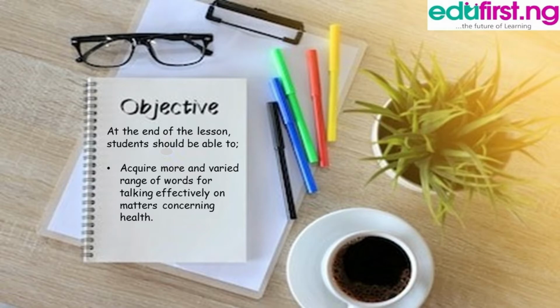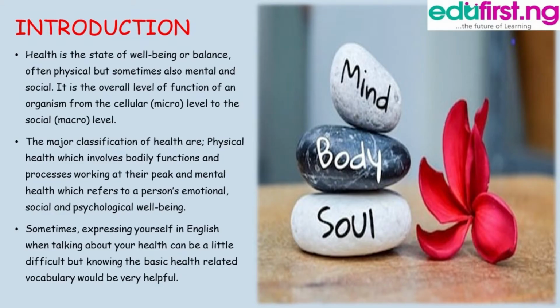Now let's start by defining health. Health is a state of well-being or balance, often physical but sometimes also mental and social. It is the overall level of function of an organism, from the cellular, which is the micro level, to the social, which is the macro level.